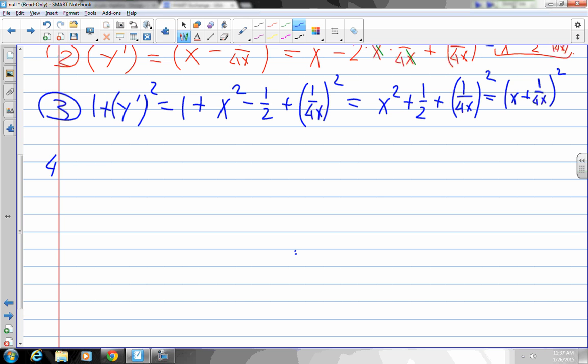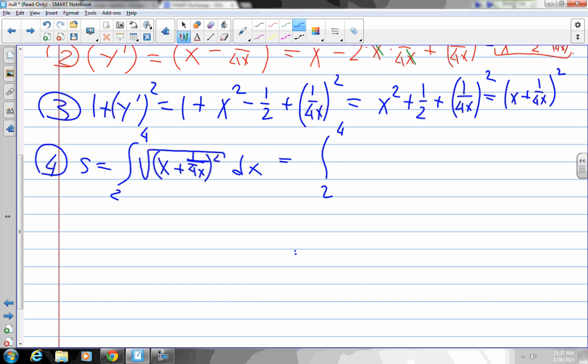So S is the integral from 2 to 4 of the square root of x plus 1/4 x quantity squared dx. The square and the square root go away, and actually it's 1 over 4x. We get an integral from 2 to 4 of x plus 1 over 4x dx. Right?